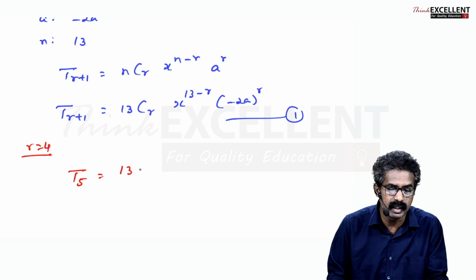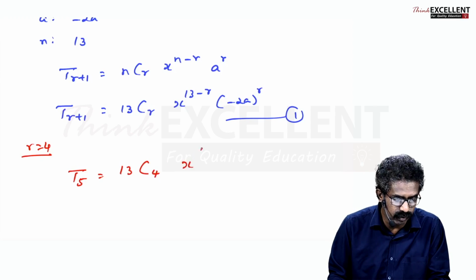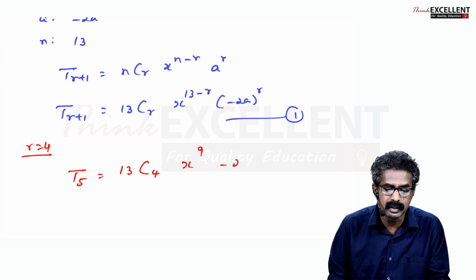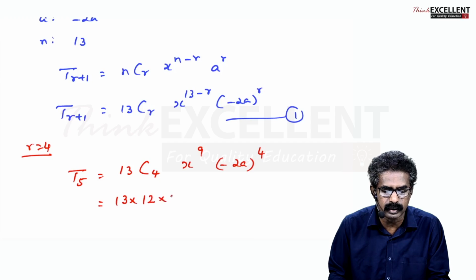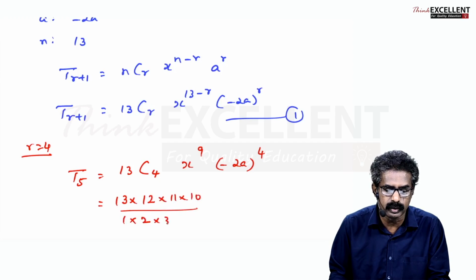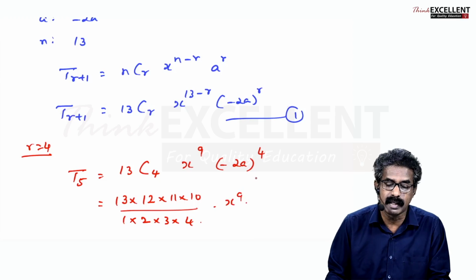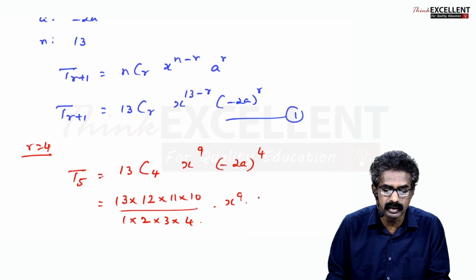So T5 = 13C4, right? r you are giving 4. 13C4, x raised to 13 minus 4, it is 9, and (-2a) raised to 4. So 13C4 means 13 into 12 into 11 into 10 by 4 factorial, 1 into 2 into 3 into 4, into x^9. Minus raised to 4 times, so it is plus only, 2^4 is 16, a^4, right?